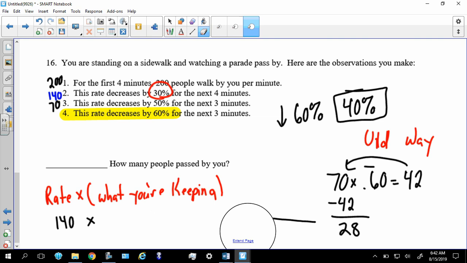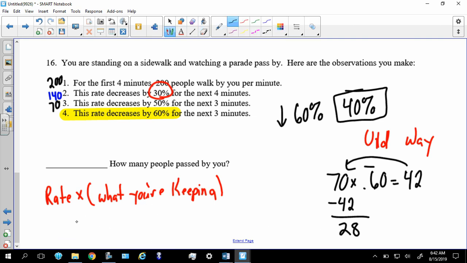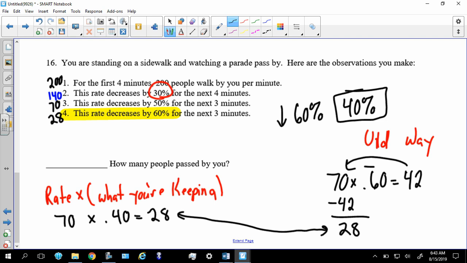So the new way would be the rate of 70 times what I'm keeping, which is 40%. When I do the math, I get 28. Hey, look at that. That's a match. That's what I was looking for, 28.